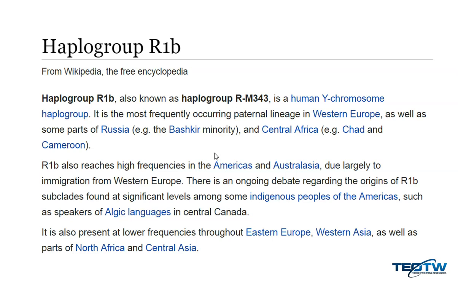So here's the issue. Okay, as you can see here, let me read this. Haplogroup R1b, also known as haplogroup RM343, is a human Y chromosome haplogroup. It is the most frequently occurring paternal lineage in Western Europe, as well as some parts of Russia and Central Africa, Chad and Cameroon. Okay, so you have this haplogroup in Africa, in Cameroon, right, in Chad. And Cameroon, as you know, if you do your DNA tests, shows up somewhere in there, no matter the percentage.